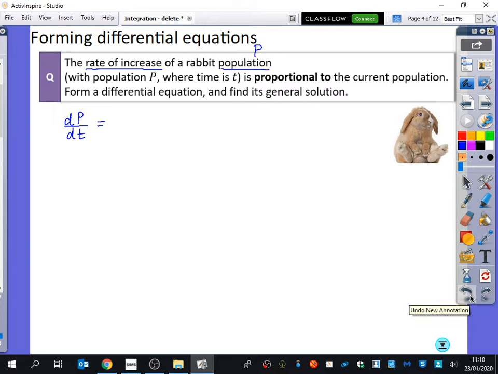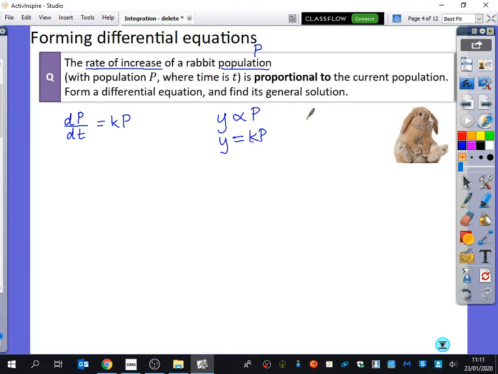And it says that it is proportional to the current population. It doesn't say that the rate is equal to the current population. It says it's proportional to. Good. So you put a k in front of it to show that it is proportional. Now, you may have looked at in GCSE those proportional relationships, where you might have seen y is proportional to p, and then you change it and say y equals kp. You add in, do you remember what that was called? Good. It was called the constant of proportionality.